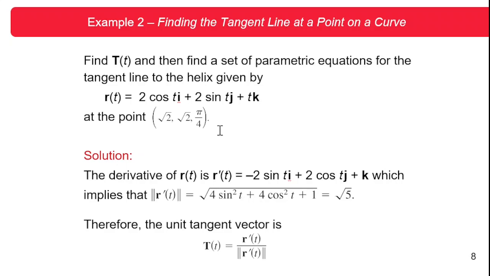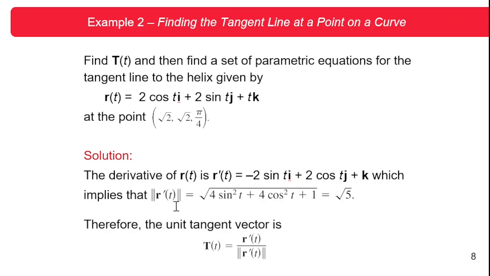So to find the unit tangent vector, we need to find first the derivative of r(t). So r'(t) equals the derivative of cosine, which is negative sine t times 2. So you have negative 2 sine t times i. Next, the derivative of the second component, which is sine t. The derivative of sine t is cosine t times the numerical coefficient of 2. So we have 2 cosine t times j plus the derivative of t, which is 1 times k. So you have k. So therefore, the first derivative of r(t) is negative 2 sine t times i plus 2 cosine t times j plus k.